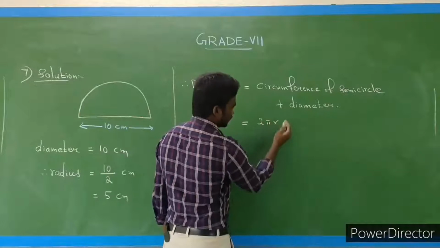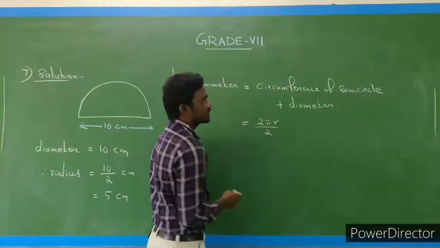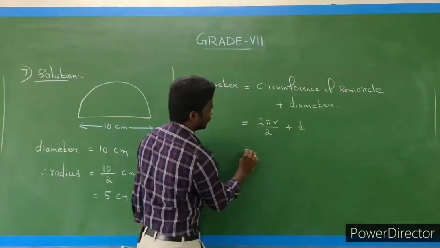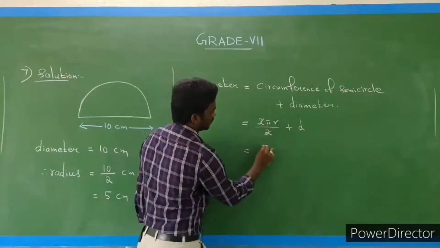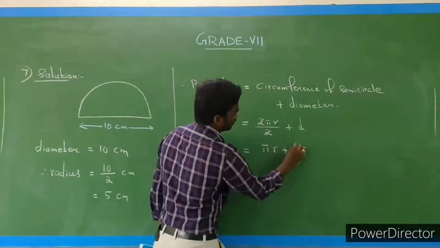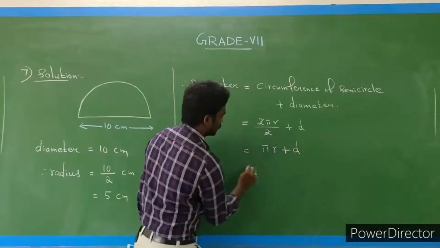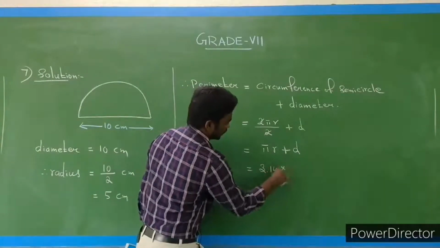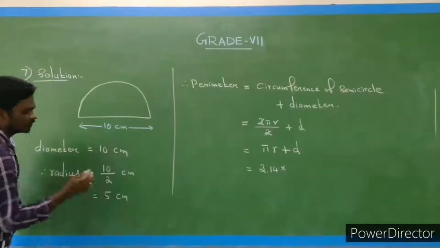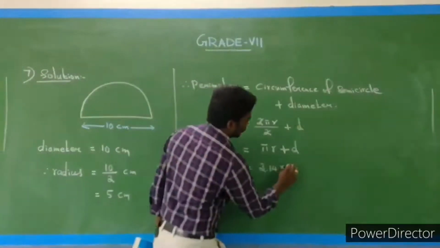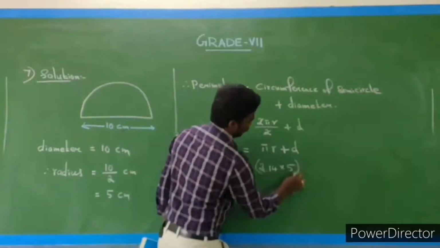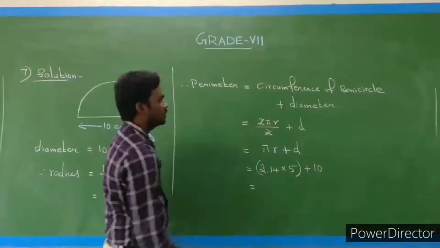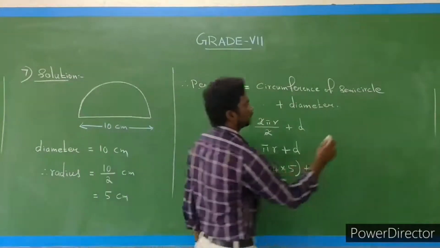Circumference of a circle is 2 pi r, divided by 2, that means circumference of a semicircle, plus diameter d, which is equal to, this 2 and 2 cancel, what is that? Pi r plus d, which is equal to, pi value is 3.14 into, what is the radius value given? Radius is 5 centimeter. So 3.14 into 5 plus diameter 10.